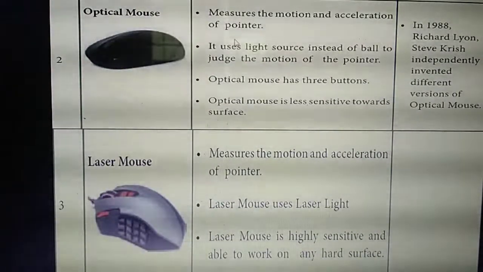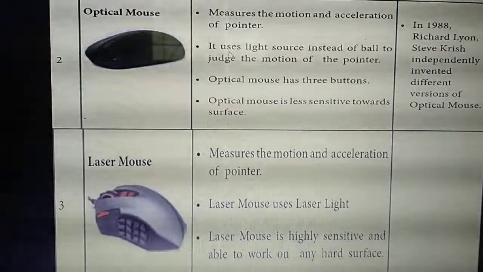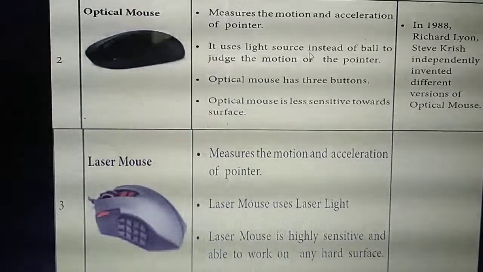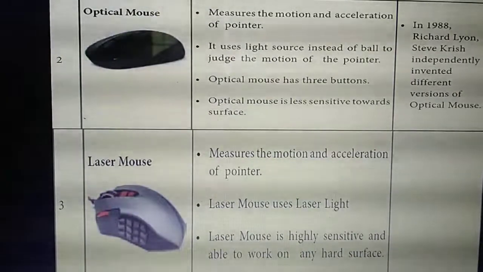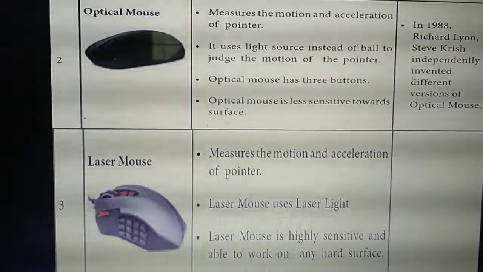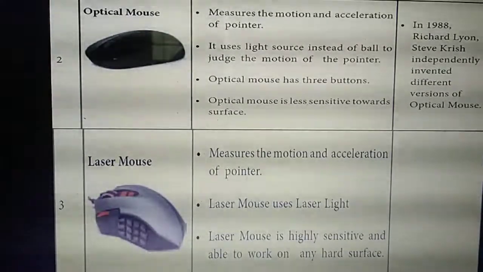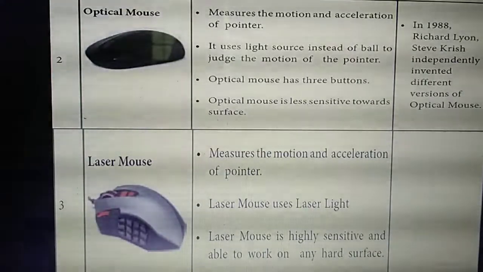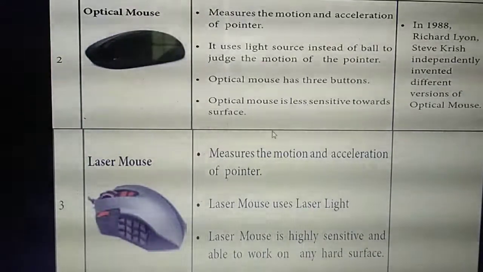Measures the motion and acceleration of pointer. Then it uses light source instead of ball to judge the motion of the pointer. Is it visible for you? This one no need. That column no need. This column no need. Only these two columns enough.